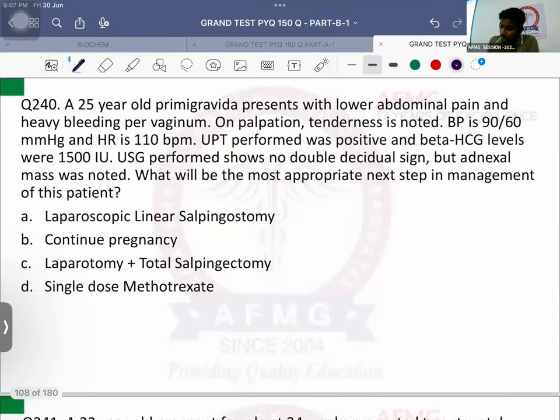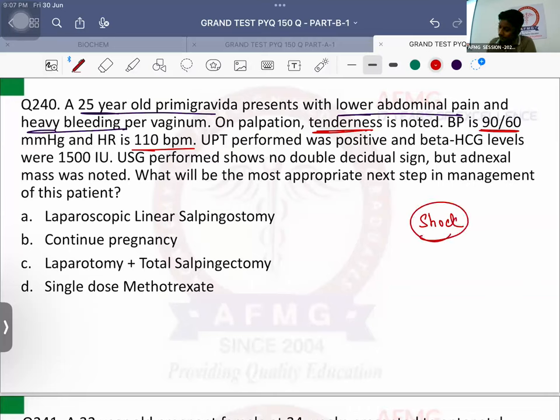240, a 25-year-old primigravida presents with lower abdominal pain and heavy bleeding per vaginum. On palpation, tenderness is noted. BP is 90/60 mm of mercury and heart rate is 110 beats per minute. Okay, BP is low, heart rate is more. That means the patient is hemodynamically unstable, more likely to be in shock. UPT was performed. It was positive. That means the patient is pregnant. And beta HCG levels are also high, around 1500 international units. Ultrasound shows no double decidual sac sign.